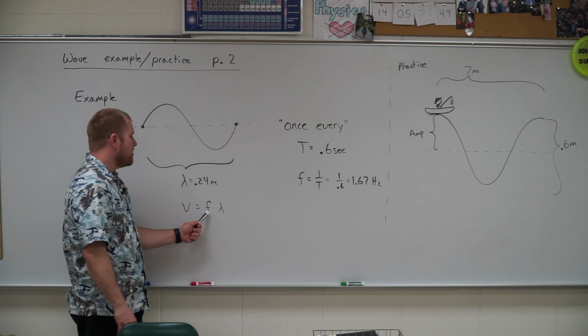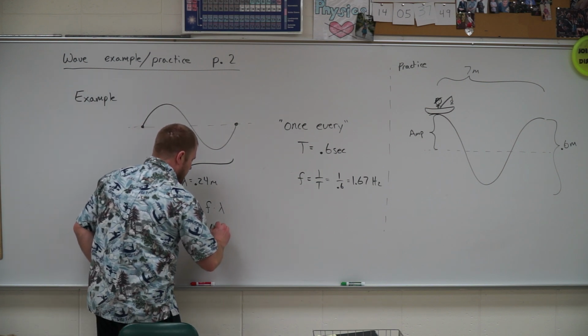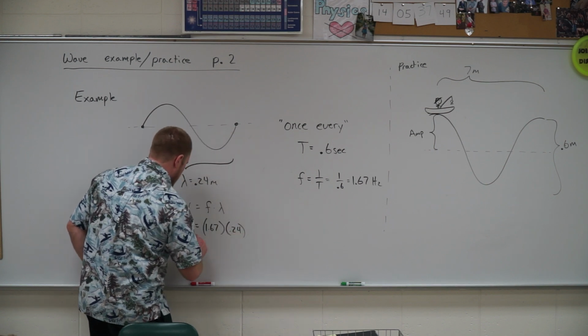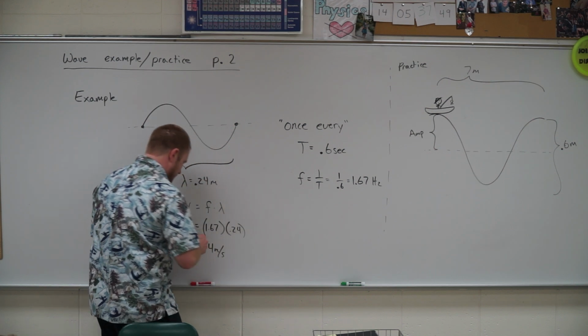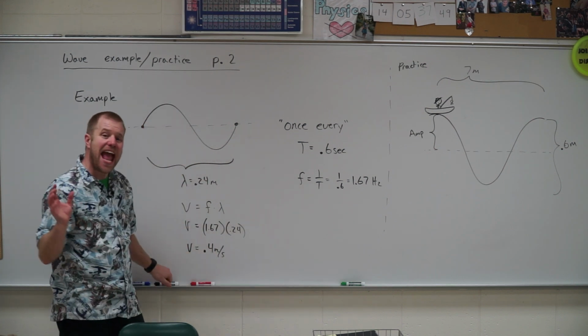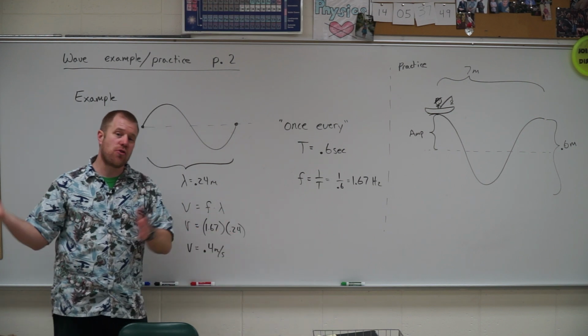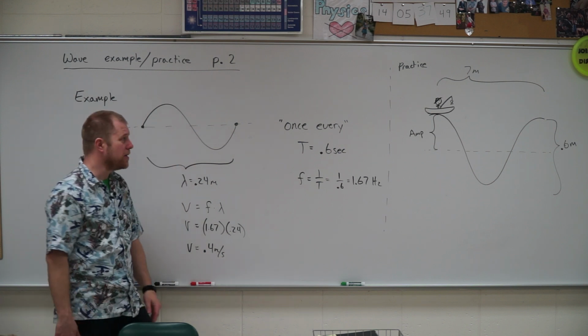In order to find that, I need the frequency and the wavelength. I have both of those. So I have my 1.67 times my 0.24, and I end up with a speed of 0.4 meters per second. Again, this is how fast the energy is moving, because the whole idea of waves is that waves transfer energy from one point to another. Let's set you up on your example.